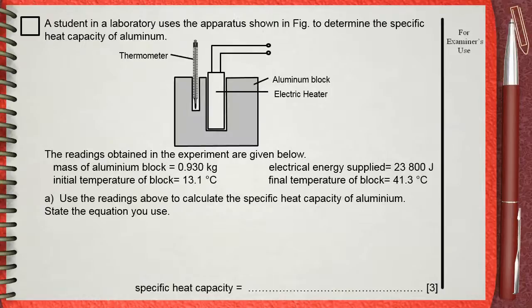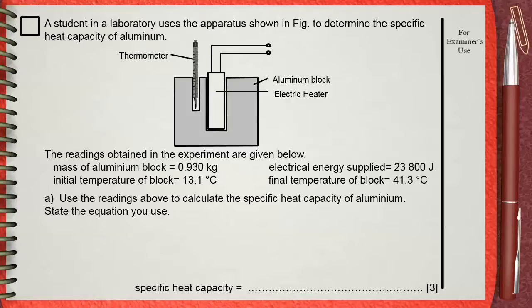A student in a laboratory uses the apparatus shown in the figure to determine the specific heat capacity of aluminium. The readings obtained in the experiment are given below. Mass of the aluminium block is 0.930 kilograms. Electrical energy supplied is 23,800 joules. Initial temperature of the block is 13.1 degrees Celsius.